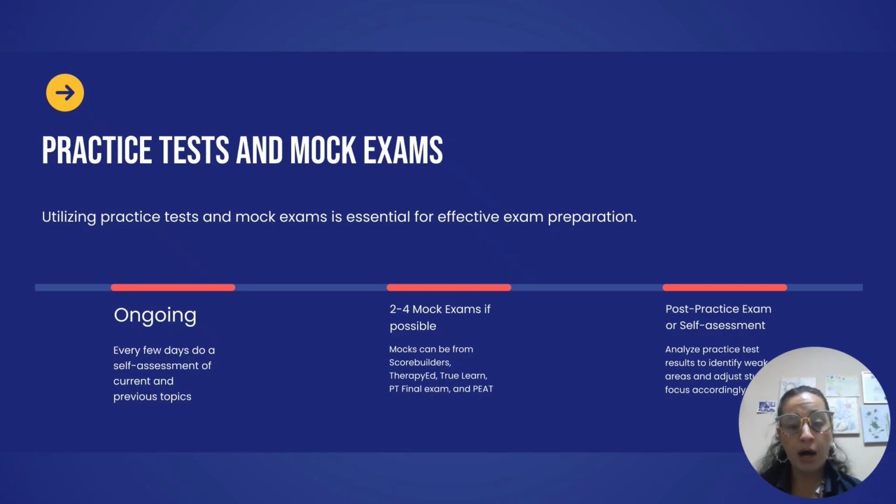And on those mocks, you should be getting your 70%, okay? If you are getting a 50% every mock, you're not ready to take the exam.